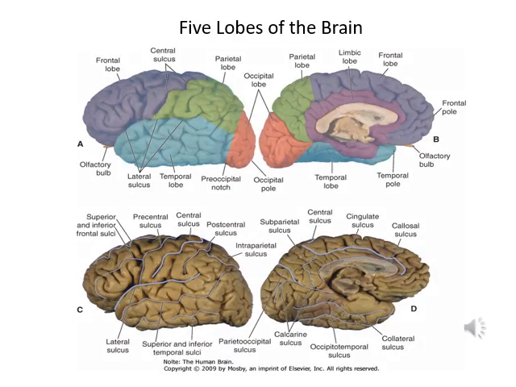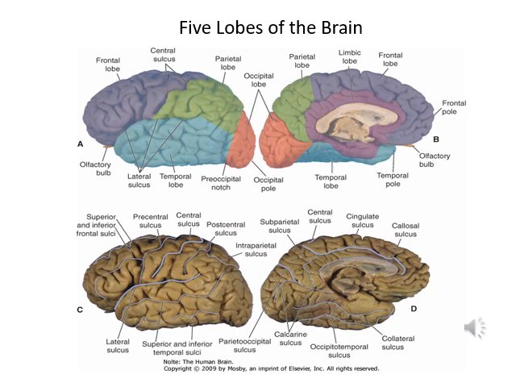According to our textbook, there are five lobes in our brain. In this picture, pictures A and C show you the brain from the lateral view, and pictures B and D show you the brain from the medial view. Pictures A and B show the different lobes labeled in different colors.